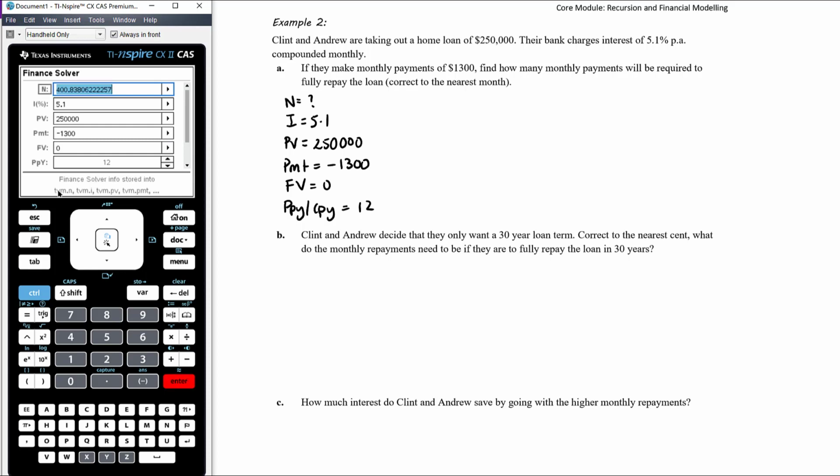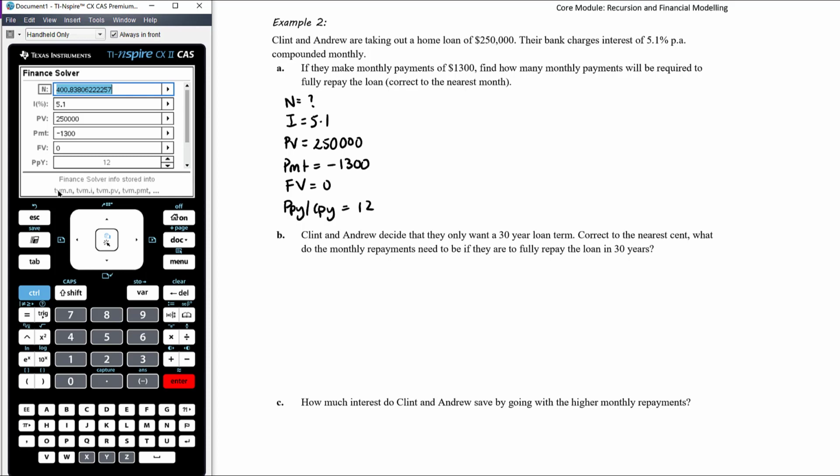So 400.83. Now I would always round this to the nearest whole number. If you round down to 400, there's still going to be a lot owing because you've nearly got a whole extra payment that needs to happen. 0.83 is closer to another payment. So you'd be better to make it 401 payments, and then your last payment will be less than $1,300. You just want to round to the nearest whole number so that you're making the smallest possible adjustment to that last payment.